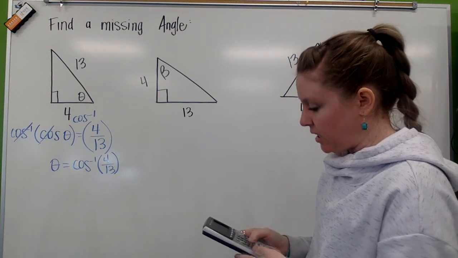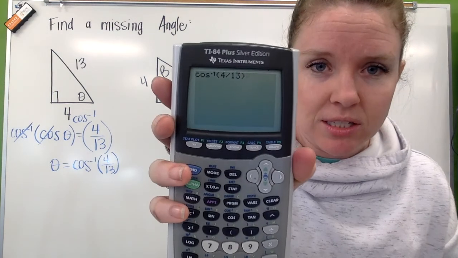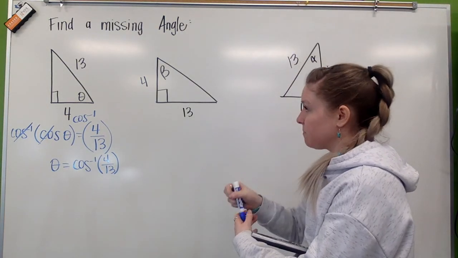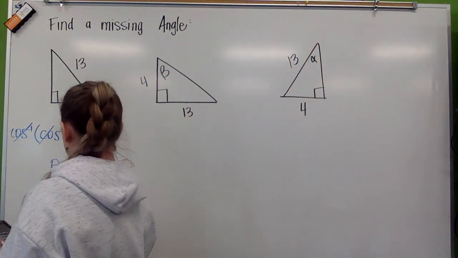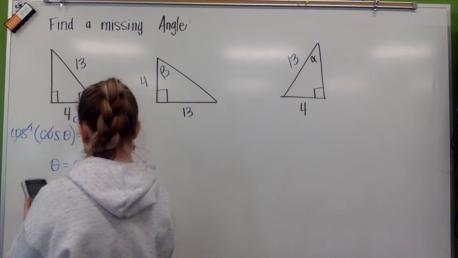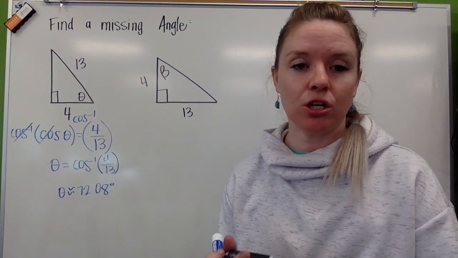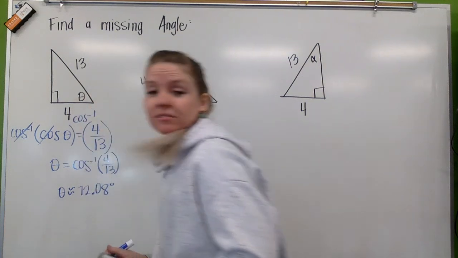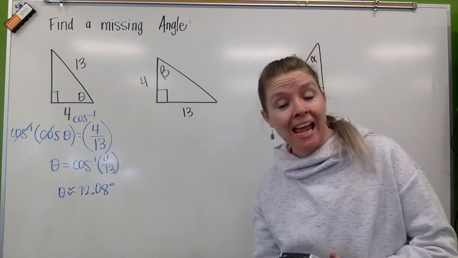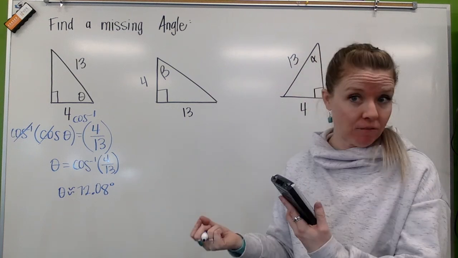So I'm going to hit second cosine. So I have cosine inverse, 4 divided by 13. So if you can see in there, that's what I'm typing in. And I'm going to go ahead and hit enter. And it is telling me that theta is about 72.08 degrees. Okay, 72 point, that's hard to see, 08. Okay, so again, to cancel out or undo a trig function, you just use that trig function's inverse.